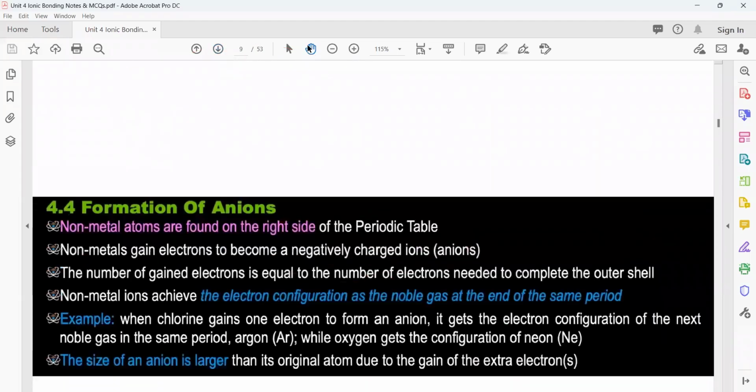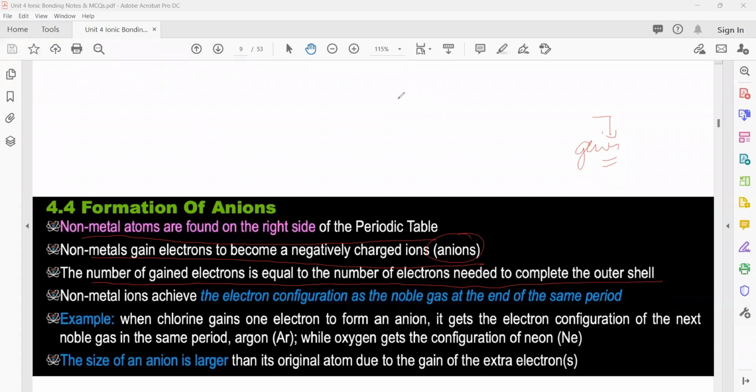This is the formation of anions. I told you non-metals are on the right side of the periodic table. And if you see the periodic table, they will gain electrons. Non-metals gain electrons to form anions. So this is how the anions are formed. Non-metals gain electrons to become negatively charged ions, which are known as anions. The number of gained electrons is equal to the number of electrons needed to complete the last shell.